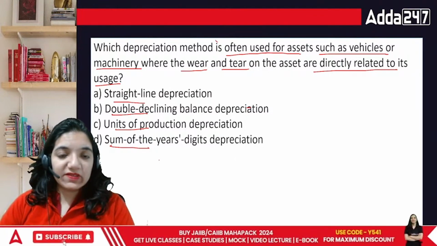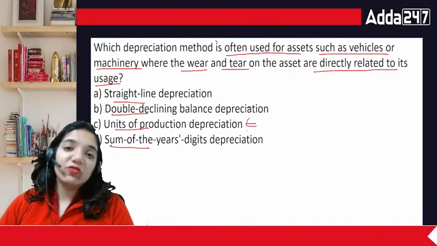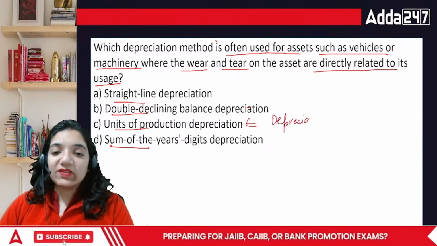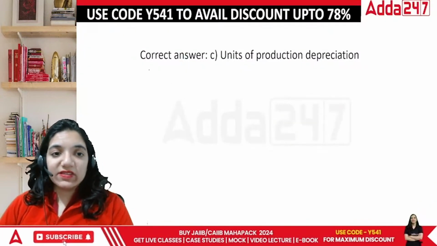When we talk about the answer to this question, we're talking about usage. It is the units of production method. The more you produce, the higher will be your depreciation, because this is based upon units of production. The answer is C, everyone.